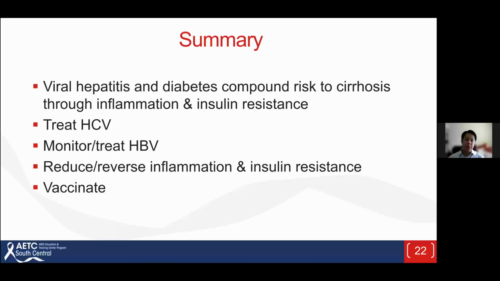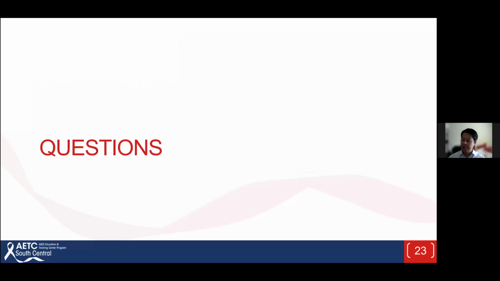So just to summarize here, viral hepatitis and diabetes compound risk of cirrhosis through inflammation and insulin resistance. We talked about how that's a vicious cycle and why we really need to treat Hep C or treat and monitor Hep B, as well as reduce and reverse inflammation and insulin resistance so we don't progress to end-stage liver disease and cirrhosis. And then vaccinating is also important for our diabetes population to prevent transmission as well as complications. That's all I have.